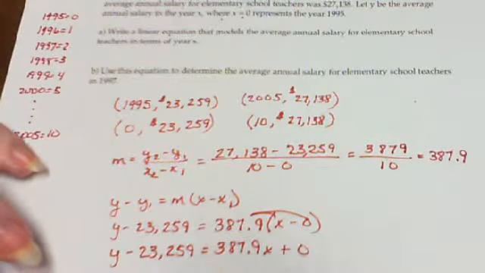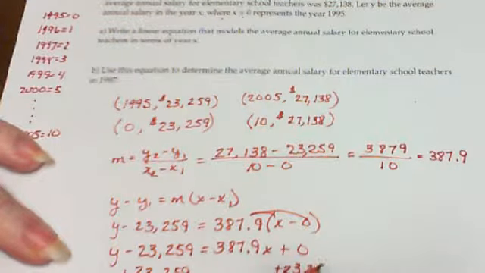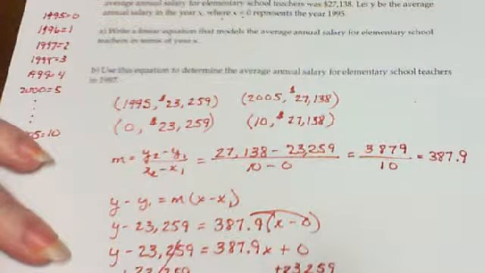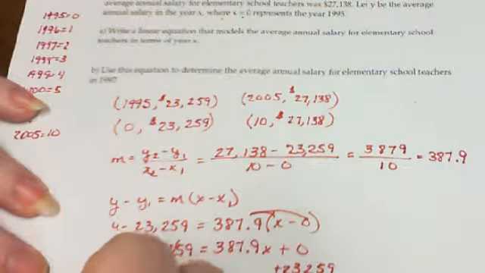Now in order to put it in slope-intercept form, I just have to move my 23,259. Like terms with like terms, so y equals my 387.9x plus my 23,259. And that becomes my answer for A.